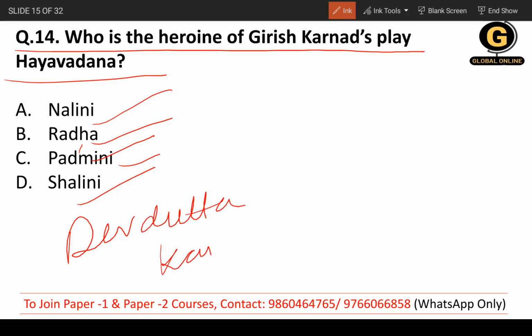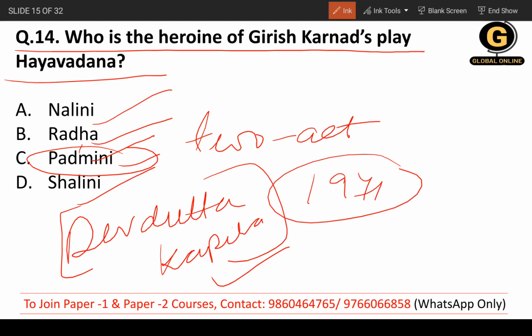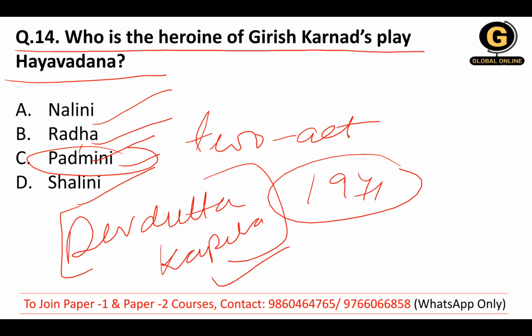and Kapila. These two of them have the same love interest towards Padmini. So the love interest of both of them was Padmini, and a love triangle kind of thing was there. It was a two-act play, and it was published in 1971. Do remember these small details about this particular work.